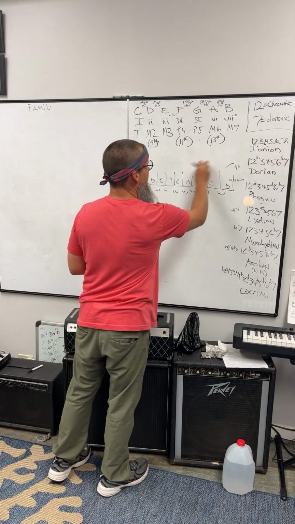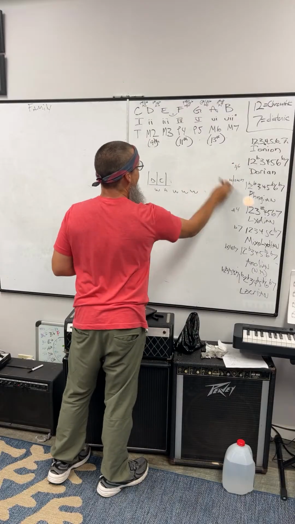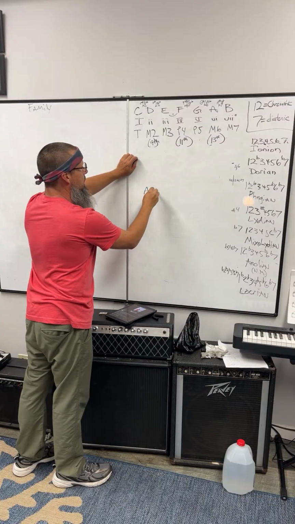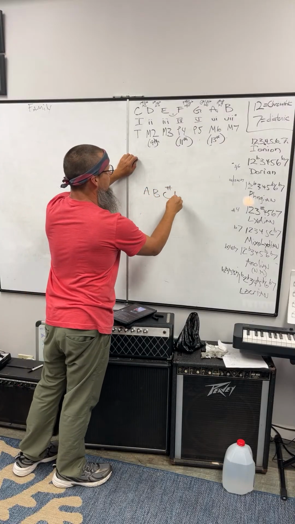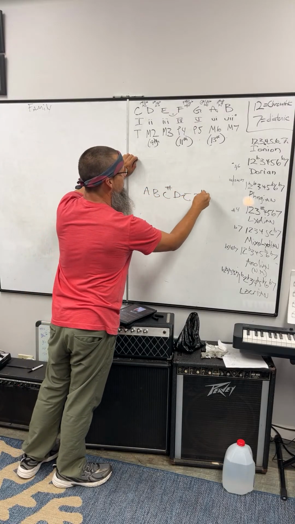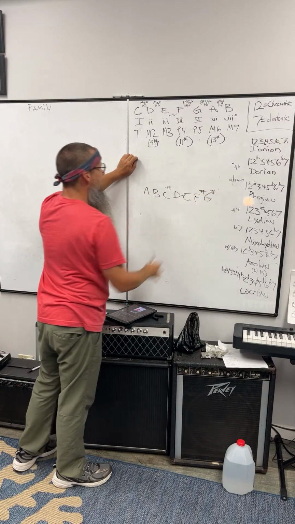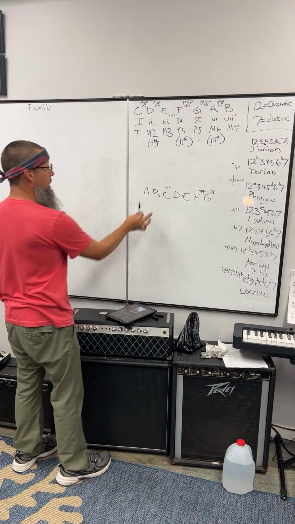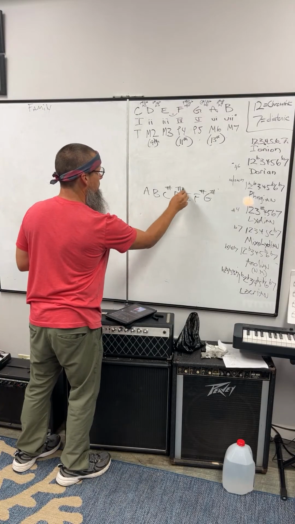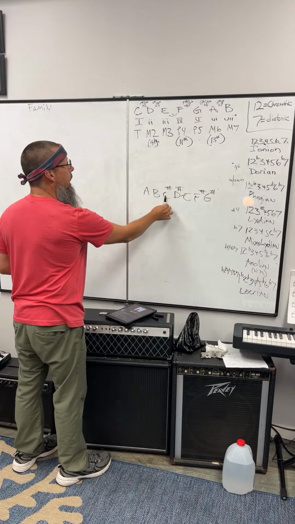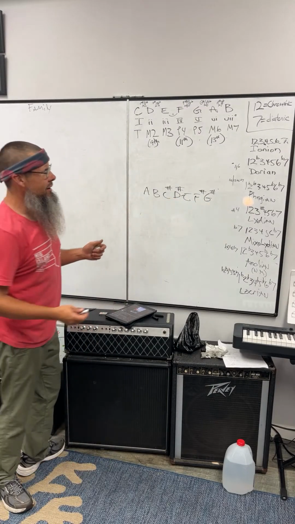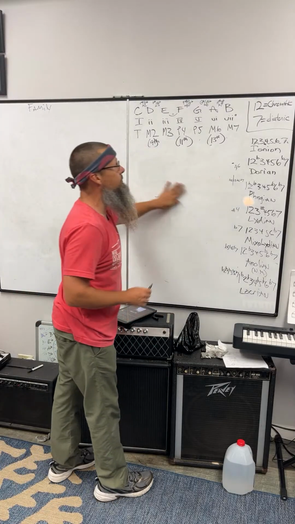So if we were to take that same concept, how about A major? A, B, C, D, E, F sharp, G sharp. How do we turn A major into A Lydian? Well, we go to the fourth scale degree and we sharpen it. That gives us the lightest and airiest of all the modes.